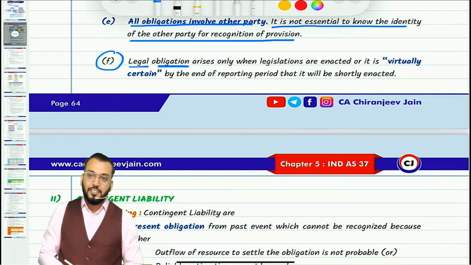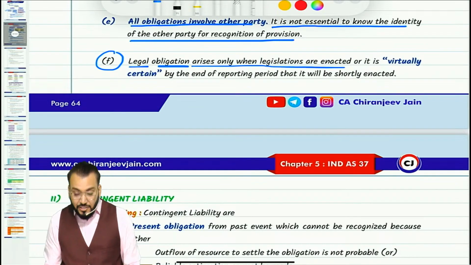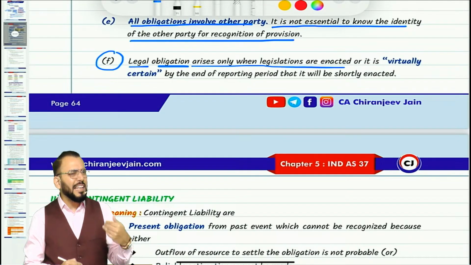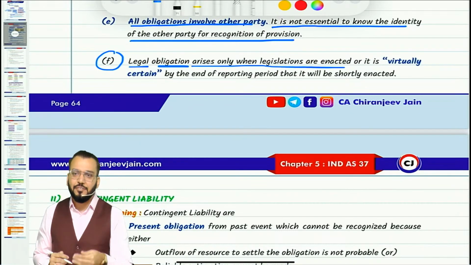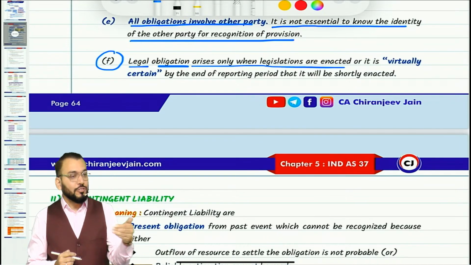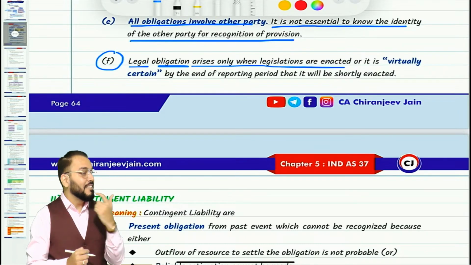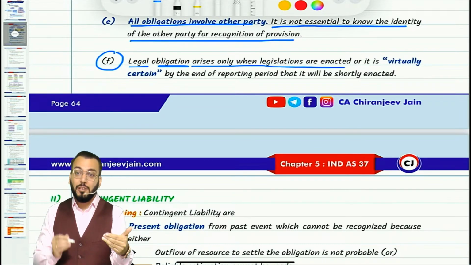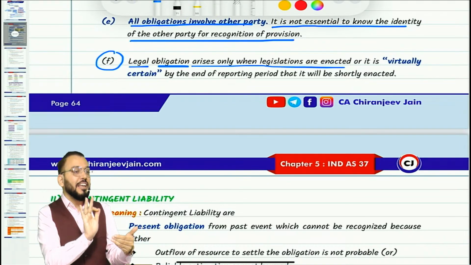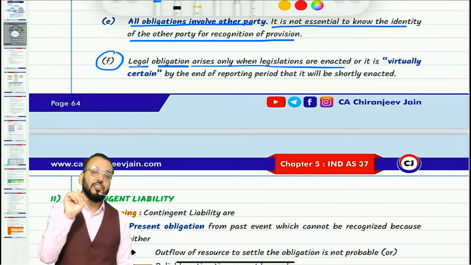Legal obligation arises only when the legislation is enacted. What is the meaning of enactment? When an act is enacted, it is not just passed by both the houses. When it is notified in the official gazette of India, then it is enacted. It may be passed by both houses, but the President's sign is required. However, the President in India is a formality. So enactment means it is notified in the official gazette of India.